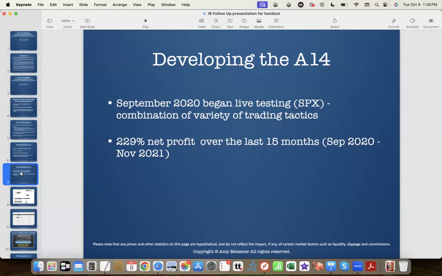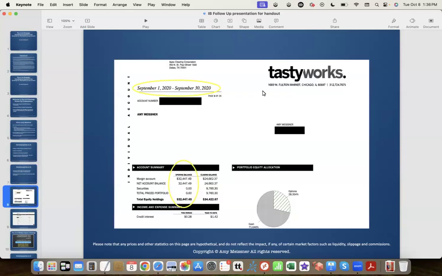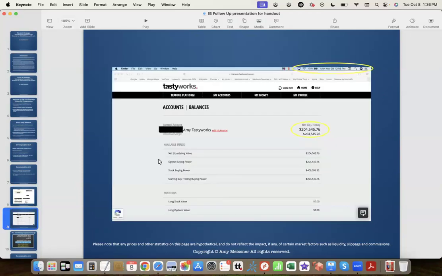And just to go over that real quick, I opened up this account over at Tastytrade, in September of 2020. I just threw in about $32,000. Then I added a little bit more, about $29,000 additional. And by the end of 15 months, I had about $204,000 of total account size. So I grew the account.